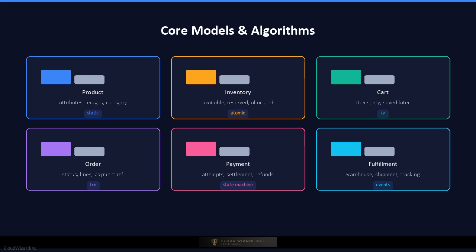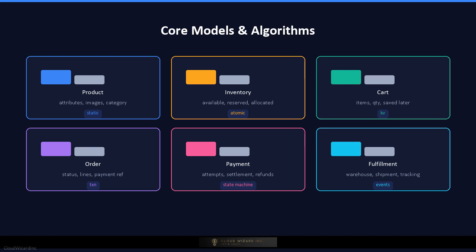The order model captures order status, line items, shipping address, payment reference, and audit timestamps. The payment model records payment attempts, processor responses, settlement status, and refund history. The fulfillment model tracks warehouse assignments, shipments, carriers, tracking events, and delivery status.